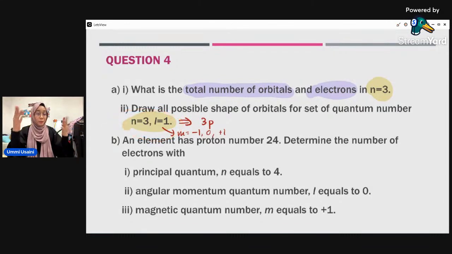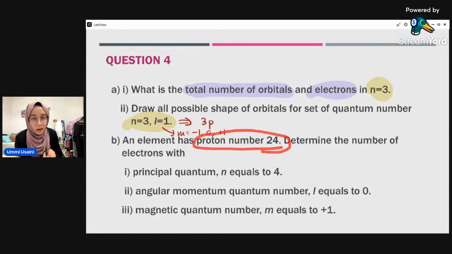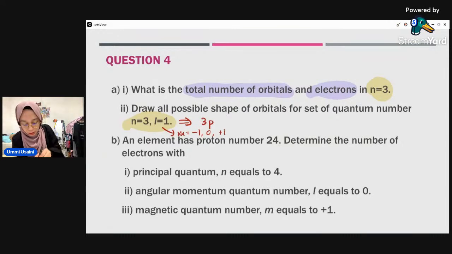Okay, so let's move on to part B then. Okay, so question B pula. So given to you that this element here, it has a proton number of 24. 24. Be careful. 24. Okay, so determine the number of electrons with. So specifically dia nak tahu 24 ni, dia nak tahu number of electrons when the n value is equals to 4.